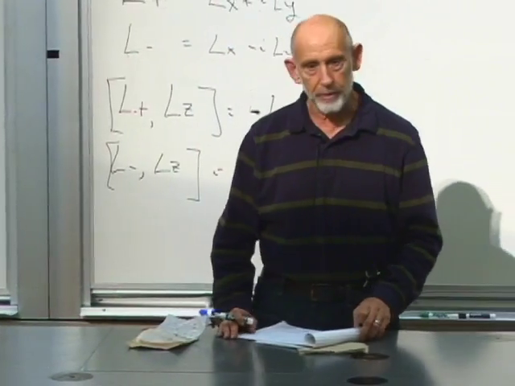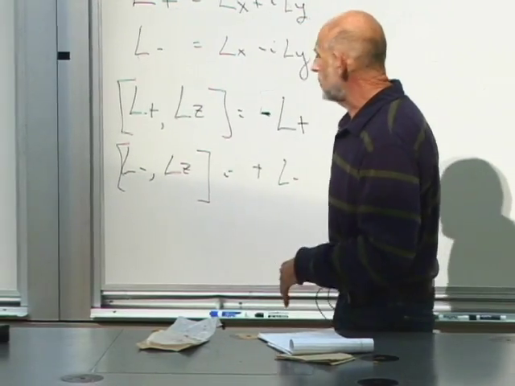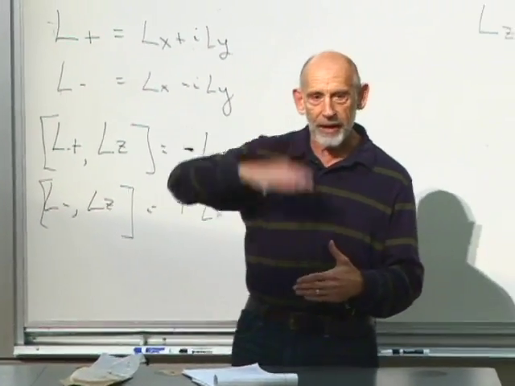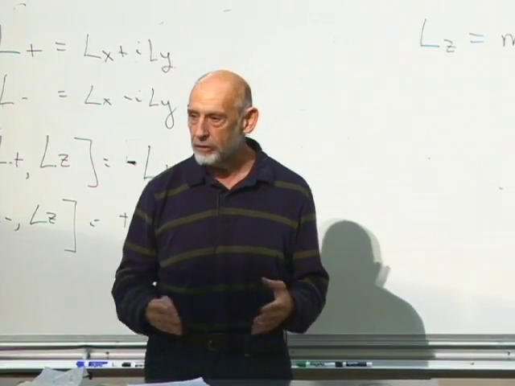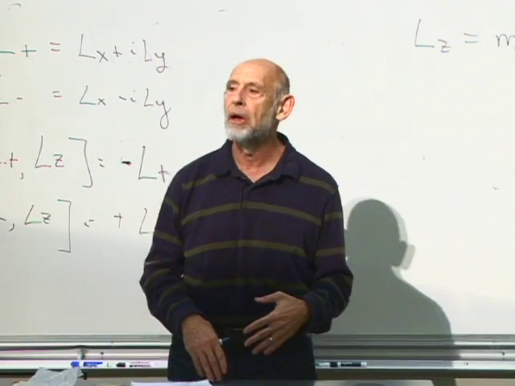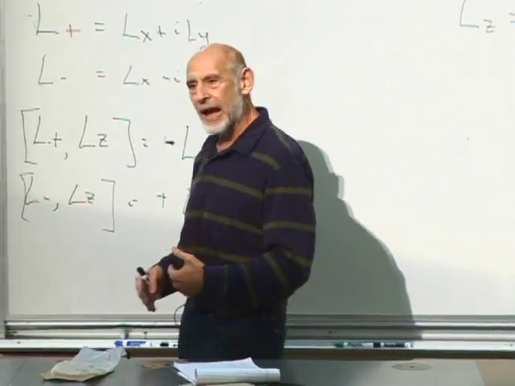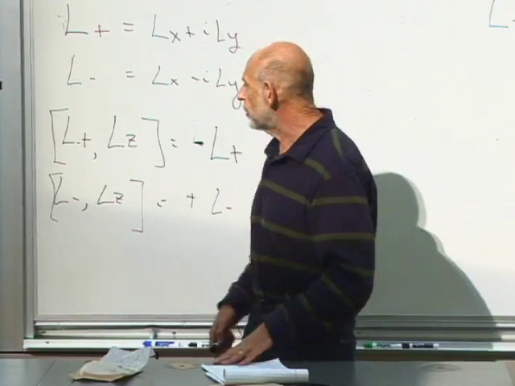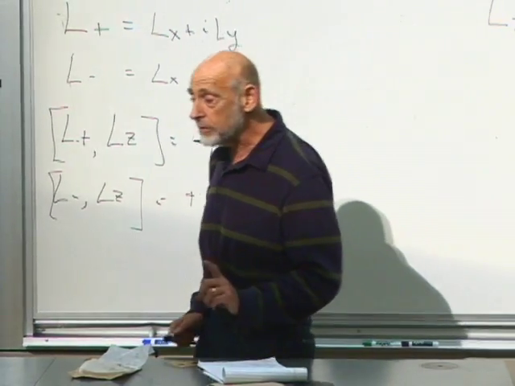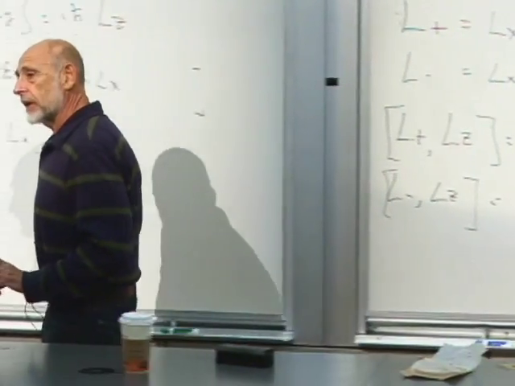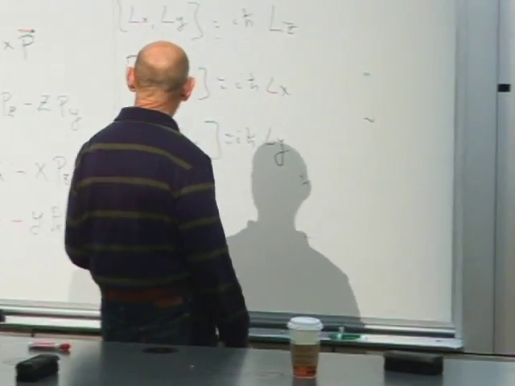Okay, the next step is I want to show that L plus and L minus are bumping operators which bump you up and down, like raising and lowering operators, like creation and annihilation operators for harmonic oscillators. Now when L plus and L minus act, they change the Z component of angular momentum. Remember, we can only measure one component of the angular momentum at a time. Oh, I didn't say that, did I? We should say it right now.